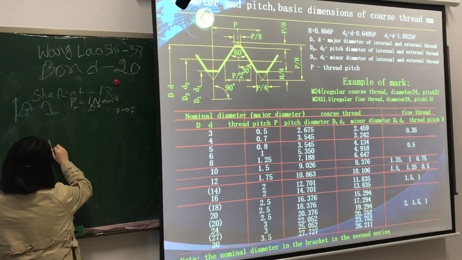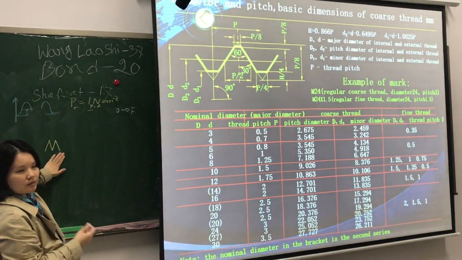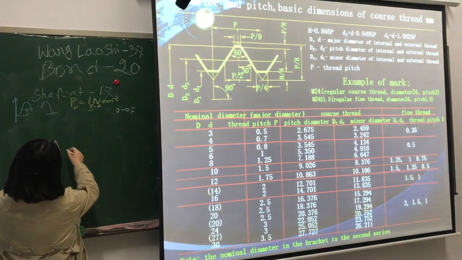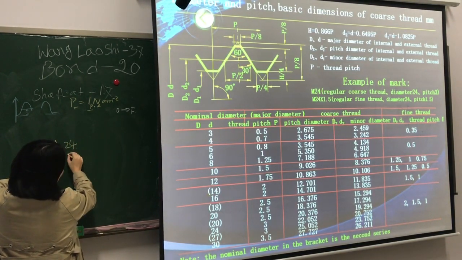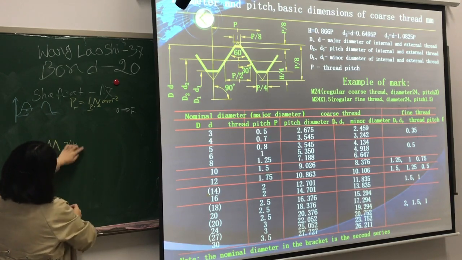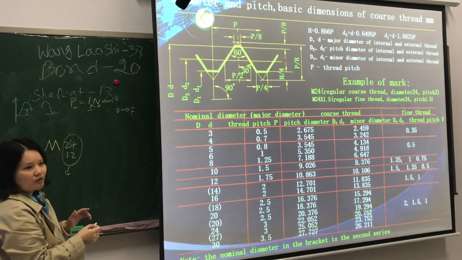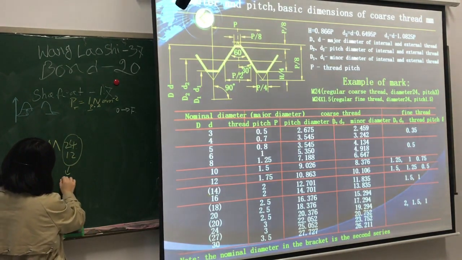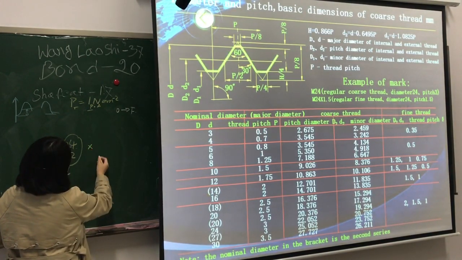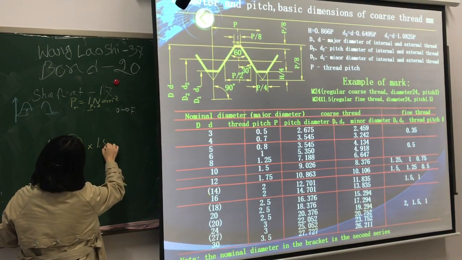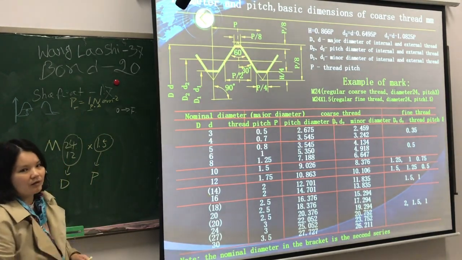And M is an ordinary screw thread, and the number 12 means the major diameter D of the screw thread, and the symbol X and 1.5 means the pitch P of the thread.